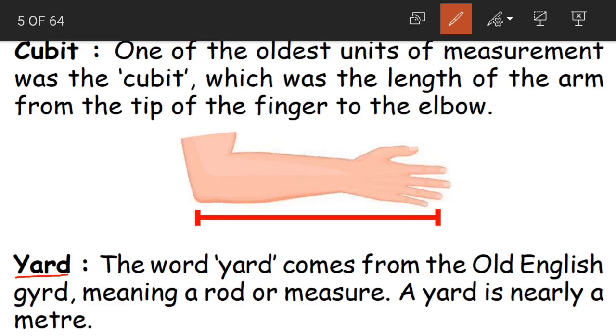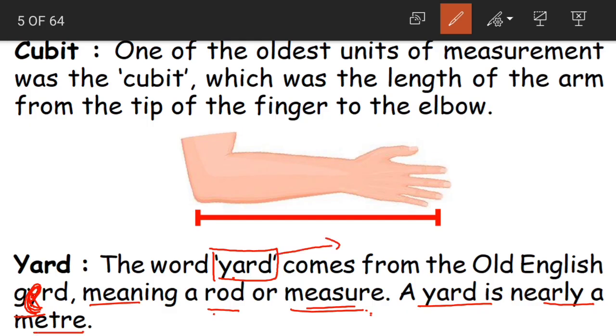Next one is yard. The word yard comes from the old English word, which means a rod or a measure. What is this children? The word yard is derived from the old English word, which means rod or a measure. A yard is nearly a meter. And how much distance does yard cover? Yard is almost equal to the distance of 1 meter. Yes, yard is not usually used in India. It's used in US, Canada or UK.